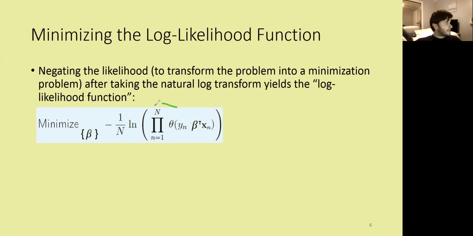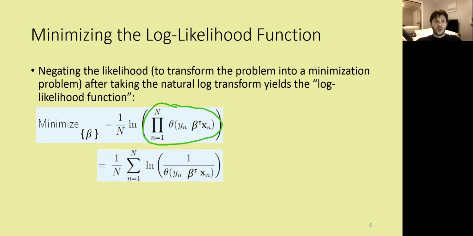Well, this is the likelihood function that we had in the previous slide. We're going to take the log of it, which means in the next line, that pi symbol, which represented us multiplying a bunch of stuff, changes to, sorry, not a log symbol, but a sigma symbol, which represents us adding up a bunch of things. So now we're adding up all these log terms.